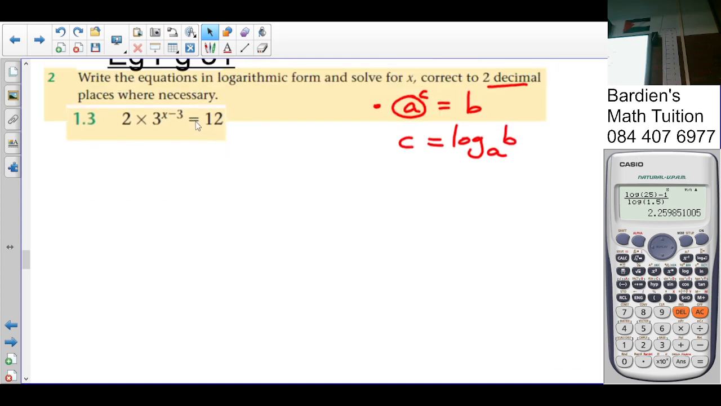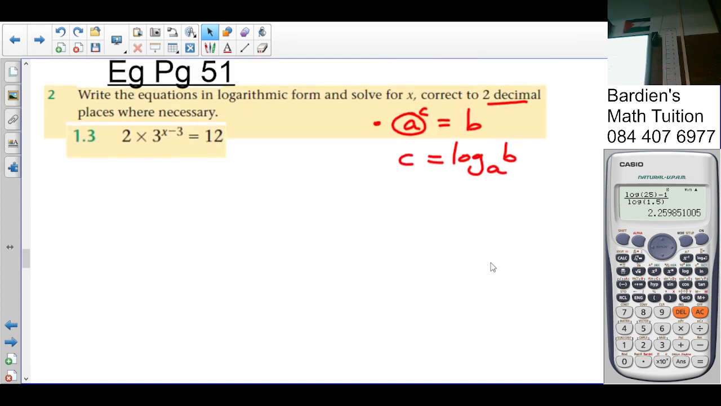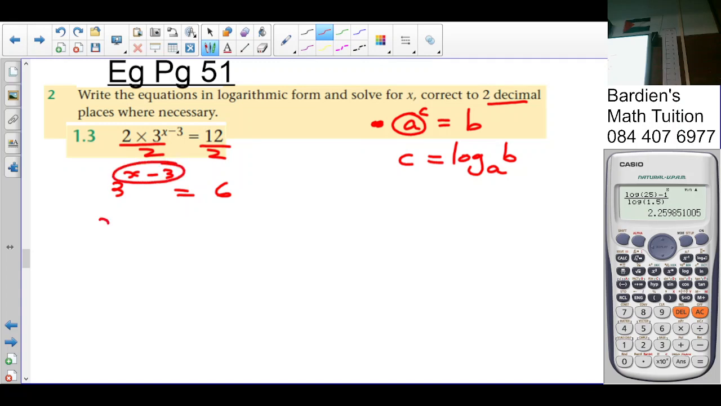Let's look at 1.3. Again, we can apply log straight over, or I'll do both methods again. Or we're going to get it in this form first. So I divide by 2 first. So we've got 3 to the x minus 3 is equal to 6. You see the base, so it is in that form now. So the exponent is the subject of the formula, in this case x minus 3, is equal to log 6, base remains the base, 3.